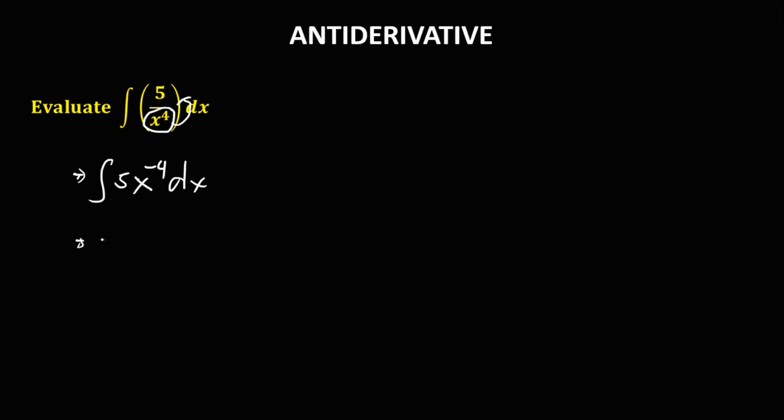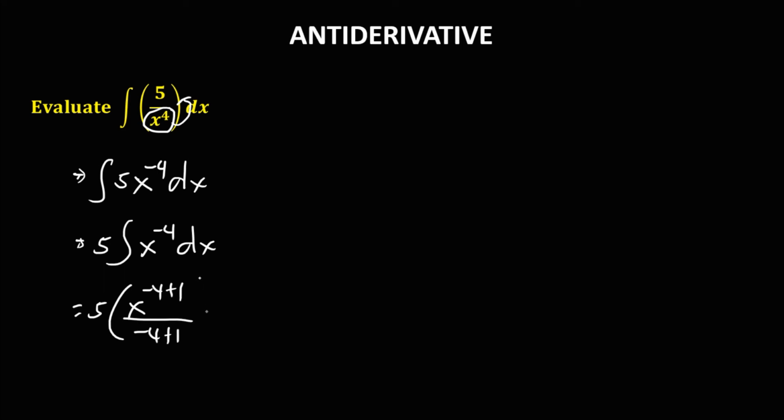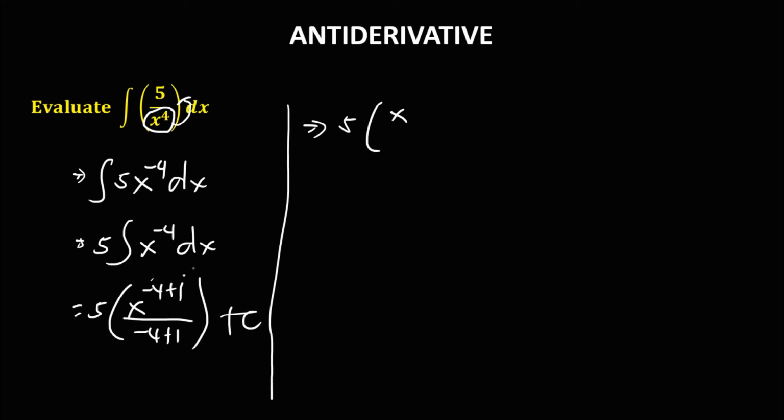Then we need to put this constant outside, so the integral of x to the power negative 4, then the dx, then using the formula plus 1 for the exponent, so 5 times x to the power negative 4 plus 1 over negative 4 plus 1, then plus c. Then simplify, so negative 4 plus 1, this one is negative 3 over negative 3, then plus c. So we have now negative 5 over 3, then x to the power negative 3 plus c.